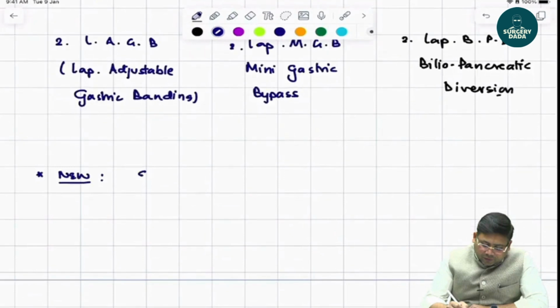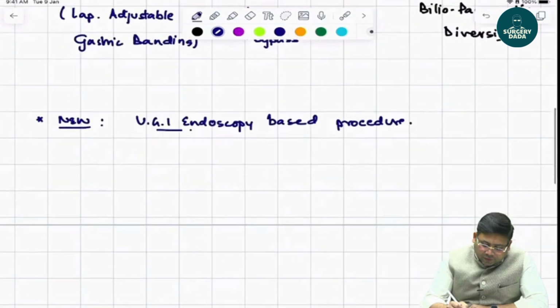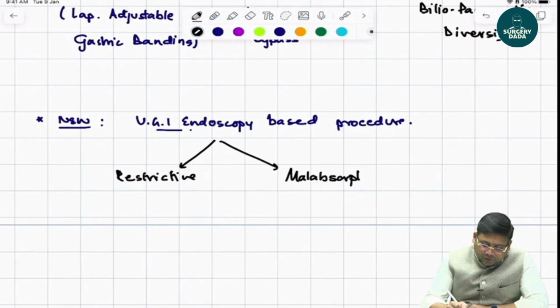The new techniques, upper GI endoscopy. So upper GI endoscopy based techniques. What are the upper GI endoscopy based procedures? These are also gaining a lot of popularity. So here we have again two categories. We have the malabsorptive and we have the restrictive. So what are these procedures? Let us have it in a list. So restrictive and we have malabsorptive. Let us try to understand them.